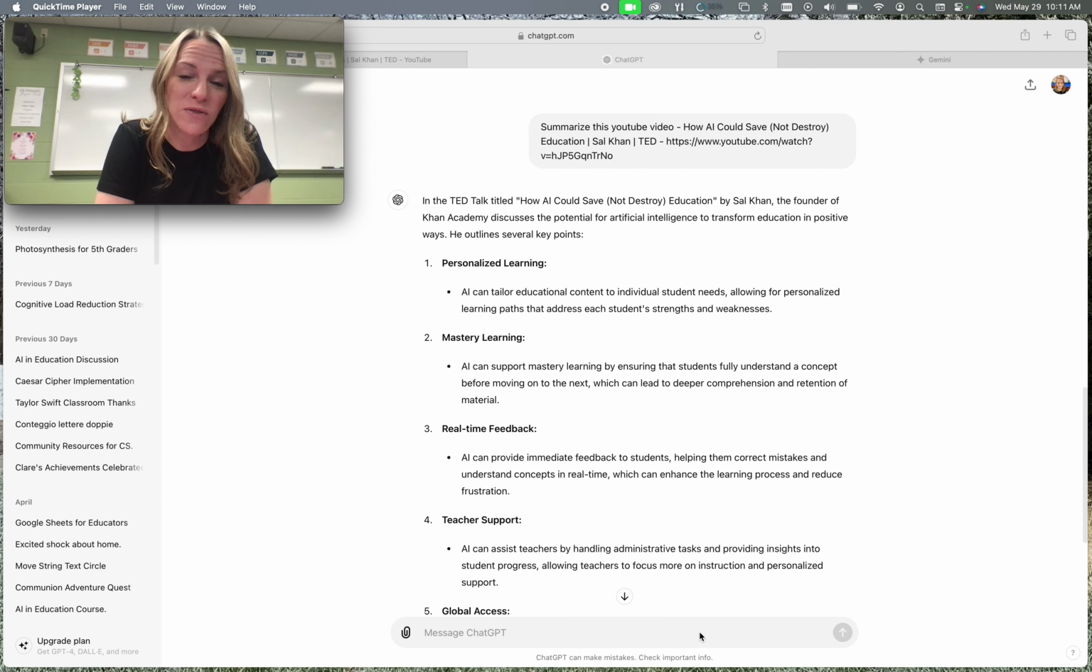And so I'm very excited to see what that means for me as a teacher and what that means for my students and my kids and what they're going to grow up with, what tools they're going to be able to have to personalize their learning.